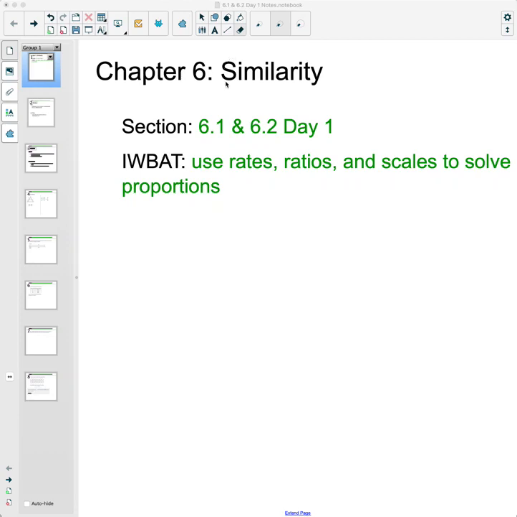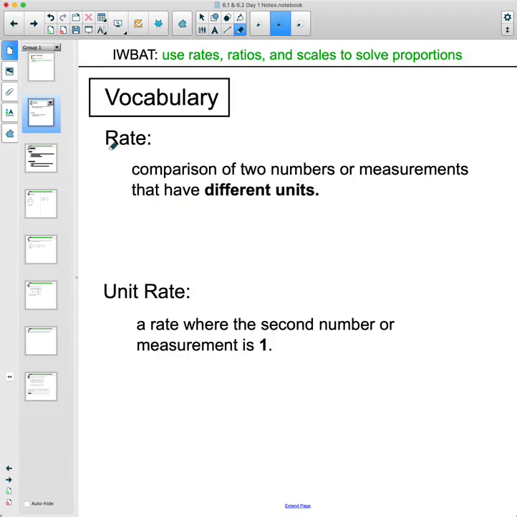In this video, we are going to start out our chapter on similarity. So we're going to get into rates and ratios in today's video and solving proportions, and we will get into scales in the next video. So first off, let's get to some vocabulary. Go ahead and pause the video to get this written down, then come back and add a few details to it. So first off, we're going to talk about rates.